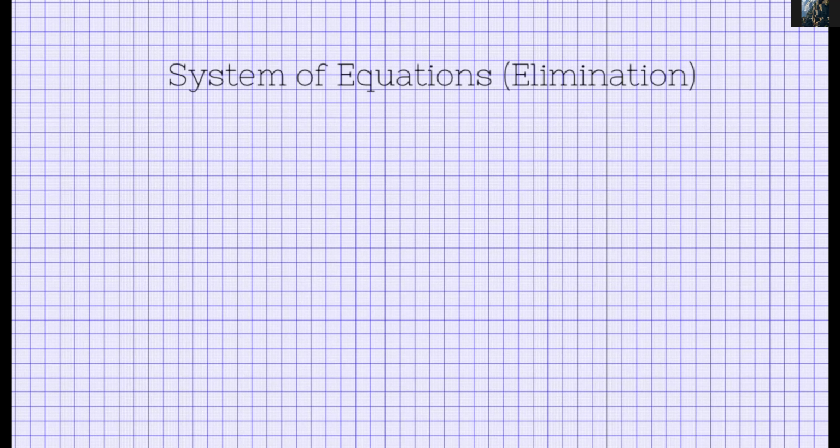The objective for today's topic is to solve a system of equations, particularly two equations with two variables, through the method of elimination. There are different methods, but we will focus today only on this one. Now, in order for us to understand what we're doing, let's take a look at this.